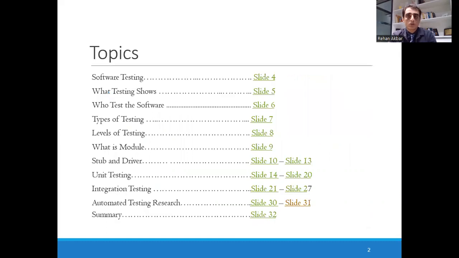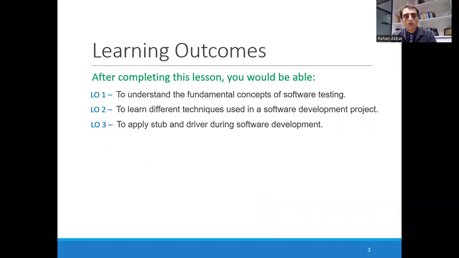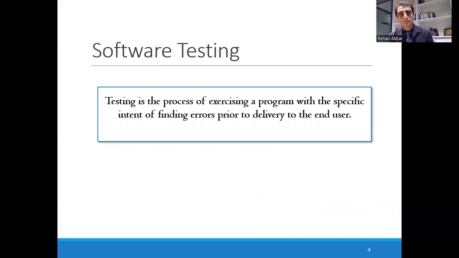So this is the list of topics we are going to cover today and their respective slide numbers. You can click on the slide and you can directly open it. Three learning outcomes we are going to cover today. By the end of this lesson, you will be able to understand the fundamental concepts of software testing, what are different testing techniques, and how we apply those techniques.